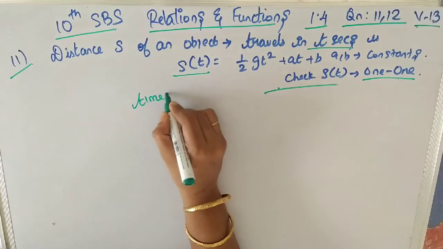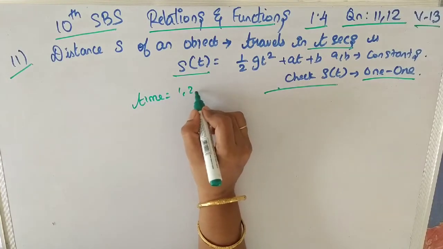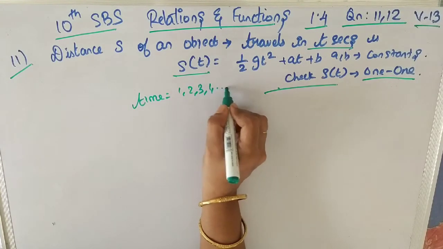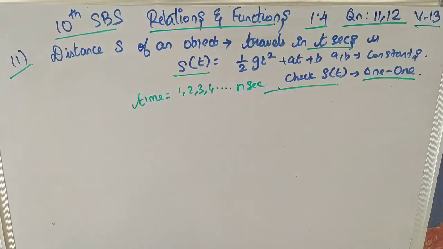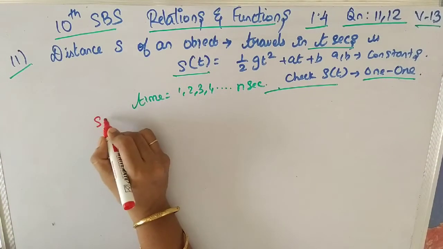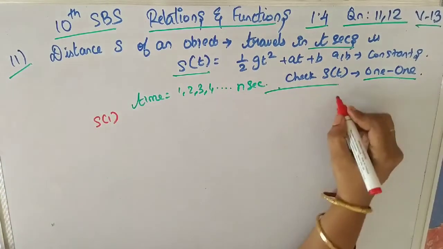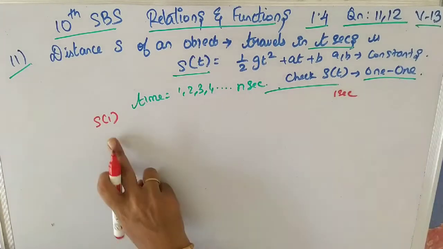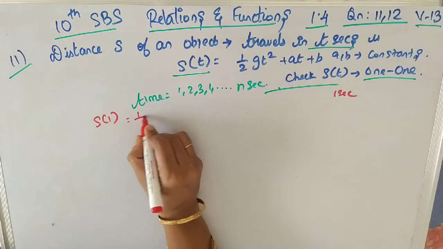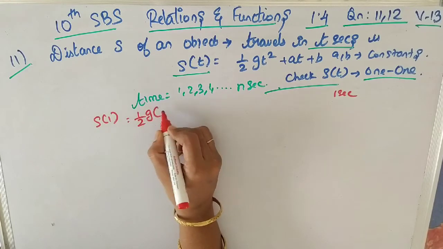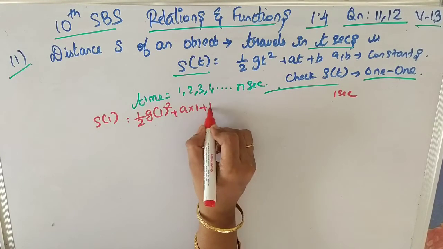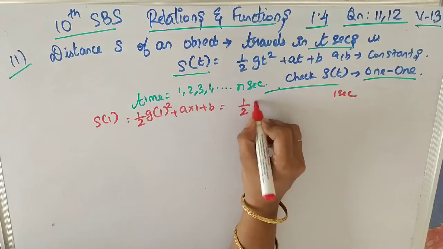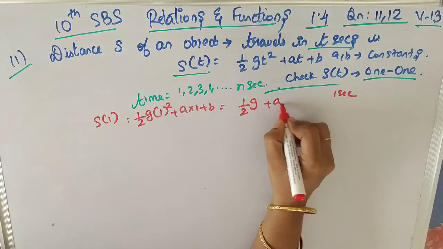Now let's consider the time t seconds as 1, 2, 3 up to n seconds. We are taking the time as 1, 2, 3, 4 till n seconds. Now we are going to substitute the time values in S of t. Let me take time as t equal to 1 second. So S of 1 is equal to half g into, instead of t squared, 1 squared plus a into 1 plus b. That is equal to half g plus a plus b.